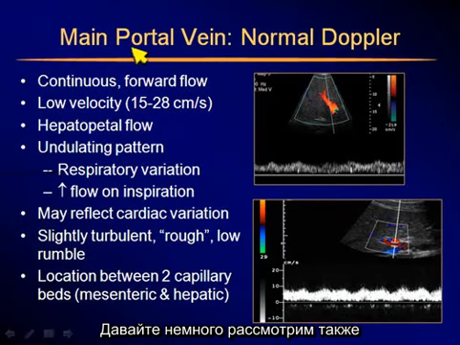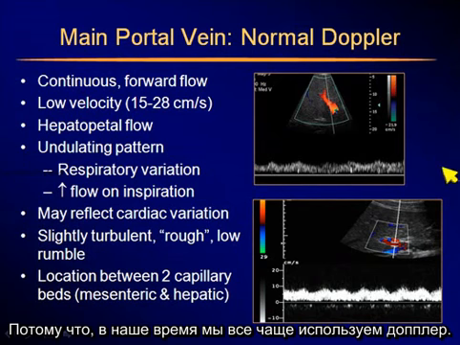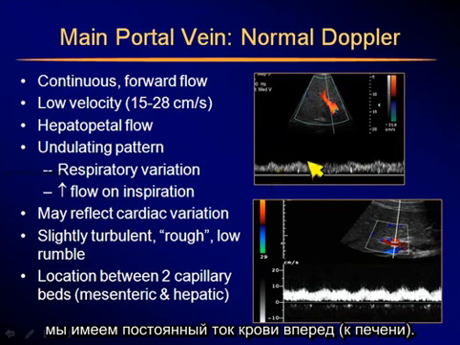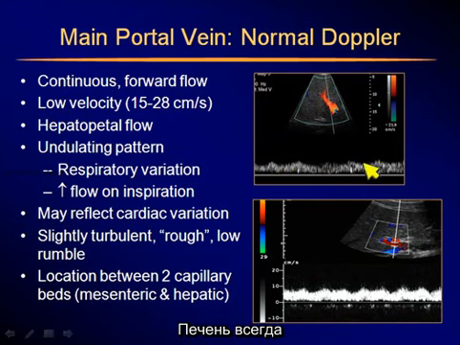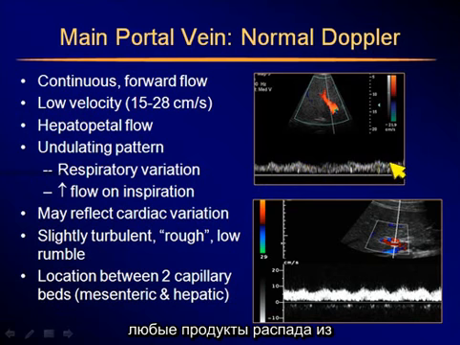Let's look a little bit at the portal veins. For this, we have to talk about the Doppler a little bit because nowadays we do more and more Doppler. In a normal main portal vein, we have continuous forward flow. The liver is always available for detoxification of substances, anything that you eat, any breakdown products from the spleen, the gut, etc. So it's constant forward flow with a low velocity. If you did velocities, usually they're 15 to 28 or 30 centimeters per second.